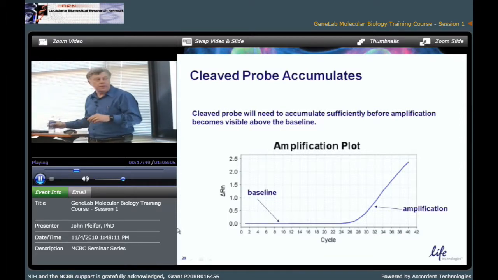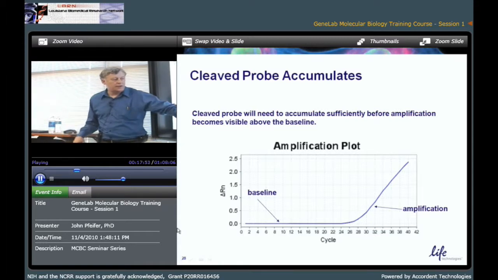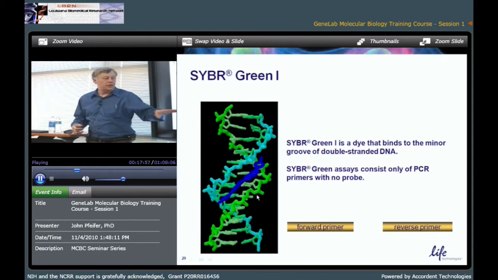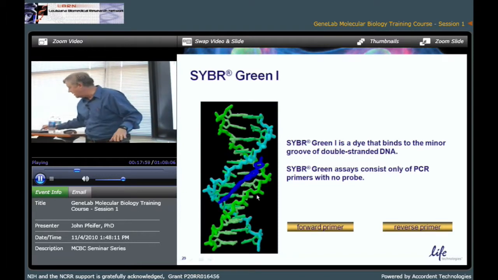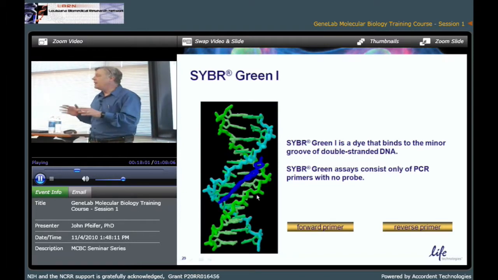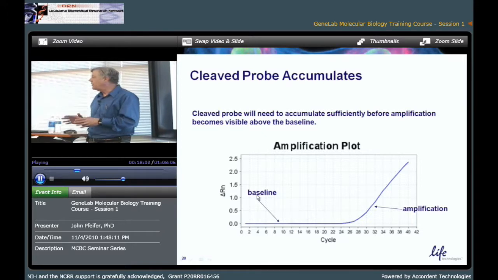So what I'm showing you is an amplification plot. So we have what's called the delta Rn. Think of it as a fluorescent signal on the vertical axis, PCR cycle number on the horizontal axis. Now initially, we have a flat area we define as the baseline. The baseline is defined as the early cycles in PCR before amplification becomes visible.